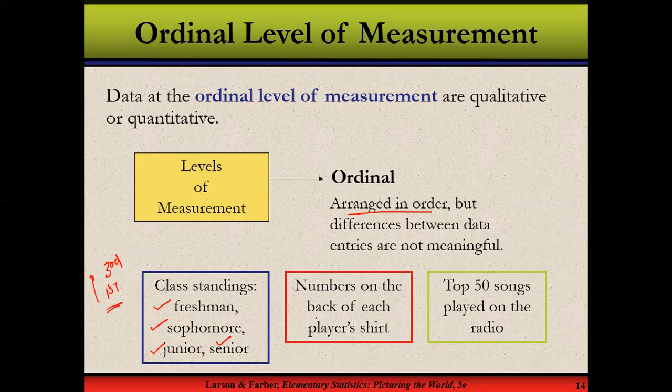Then numbers on the back of each player's shirt. You have seen players in sports that they have numbers at the back of their shirts, and mostly they mean something. For example, they are whole numbers, 1, 2, 3, and so on, goes up to 99 maybe. Right, so you can arrange those numbers in a particular order. Then top 50 songs played on radio. When you say top 50, that means every song in that list of 50 songs will have a particular number, and that will be in an order. So that is ordinal data.